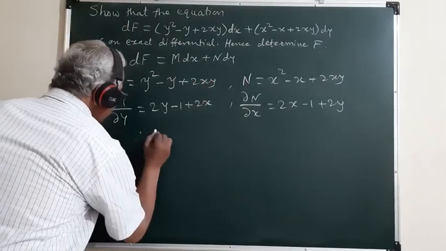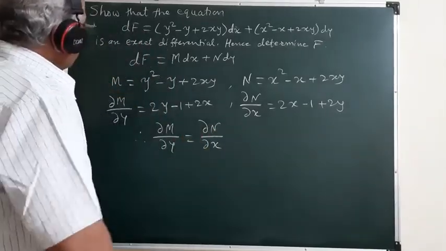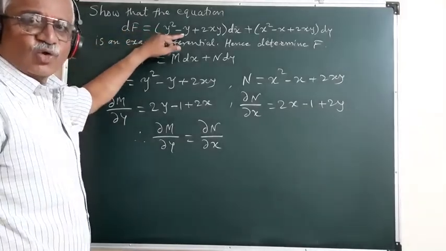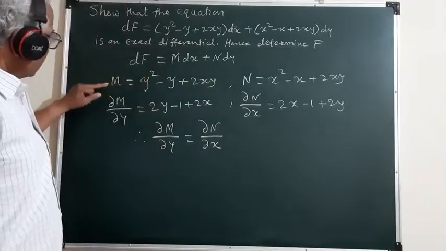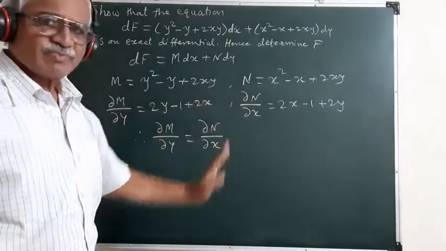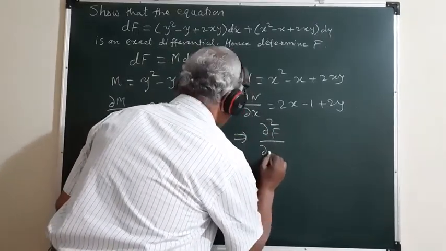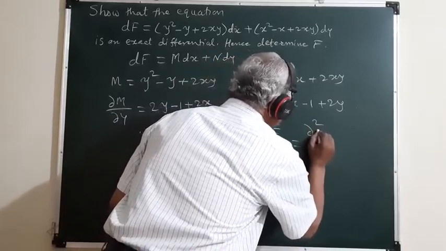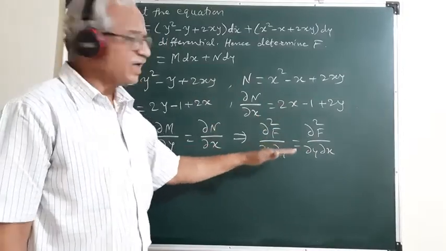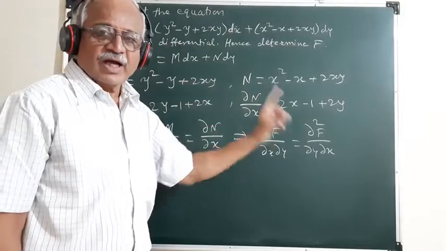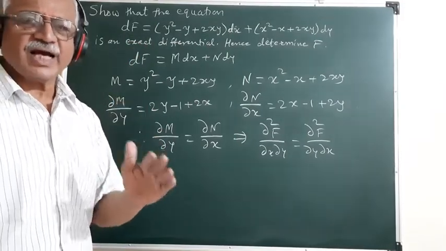Therefore we observe that dou m by dou y is equal to dou n by dou x. Here m represents dou f by dou x and n represents dou f by dou y. Since we are differentiating m partially with respect to y and n partially with respect to x, these expressions are nothing but dou 2f by dou x dou y and dou 2f by dou y dou x. So the mixed second order partial derivatives of the given function f are equal, and if they are equal, we can say that the given total differential is an exact differential.